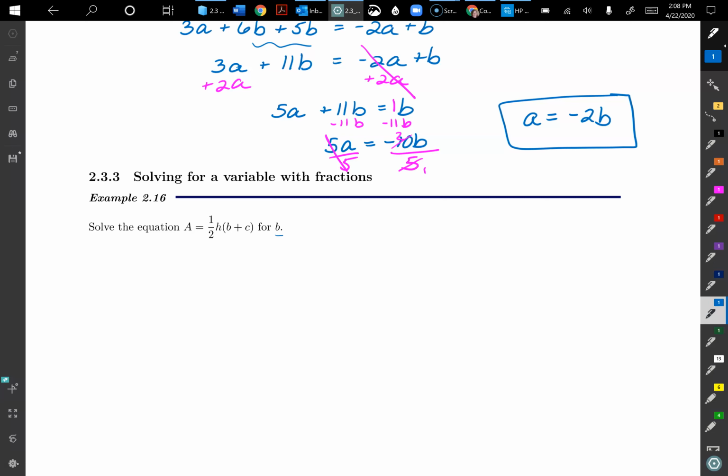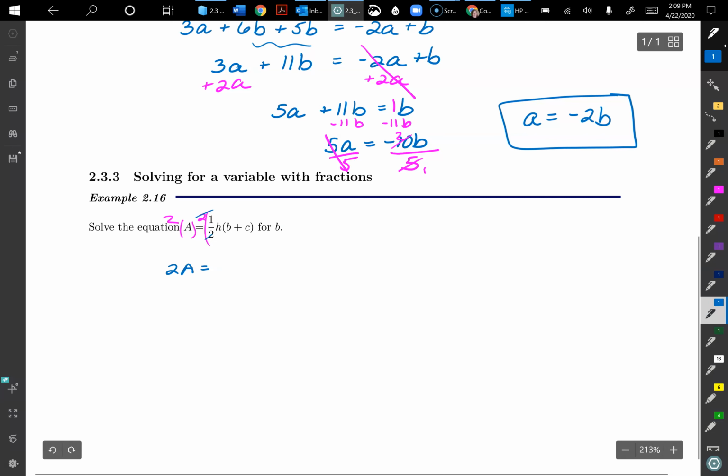is multiply both sides by 2. We can actually multiply by 2 over H, but I'm going to take it in 2 steps so you can see. So if I get rid of the half, I can multiply the whole thing by 2 on both sides. So I have 2A equals, and these cross out. I don't distribute that because I don't distribute over the multiplication. I'm just taking care of this first piece. So I would end up with just the H there times B plus C.